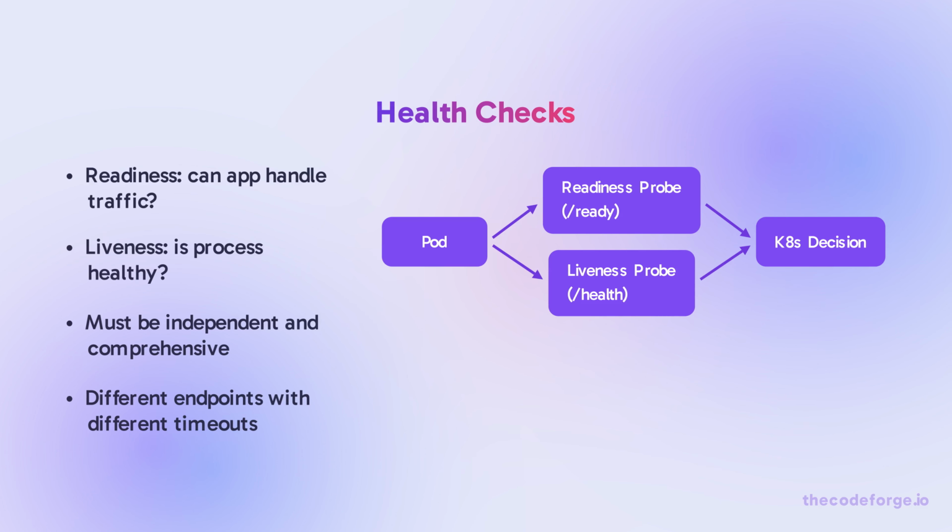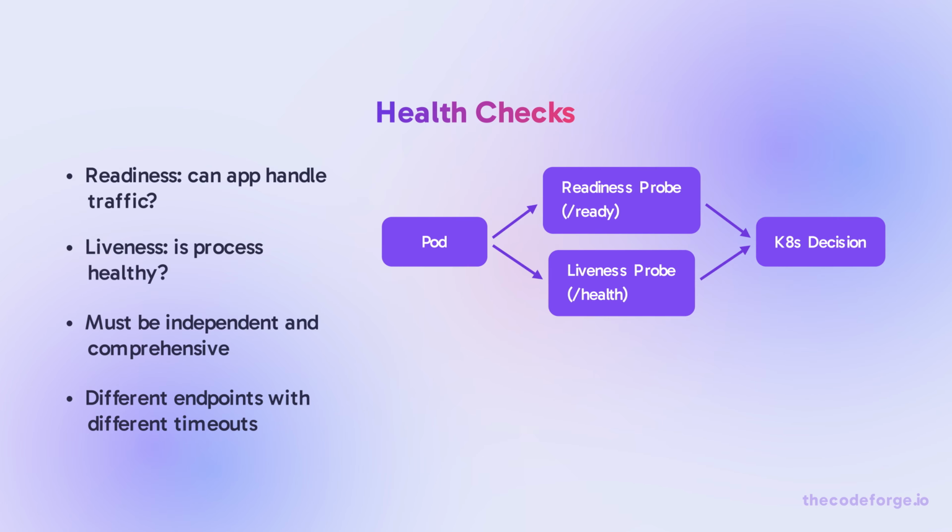Health checks are your deployment's immune system. A readiness probe should check that the application can handle traffic, database connectivity, cache connectivity, and any critical downstream services. A liveness probe should check that the process is healthy.